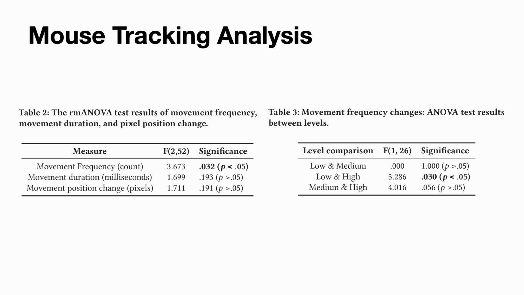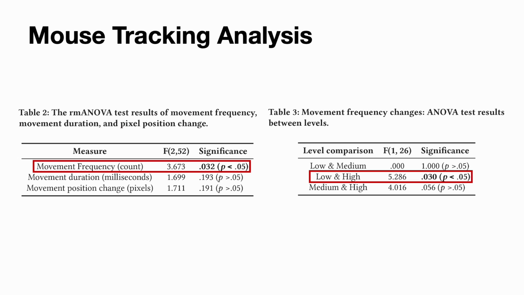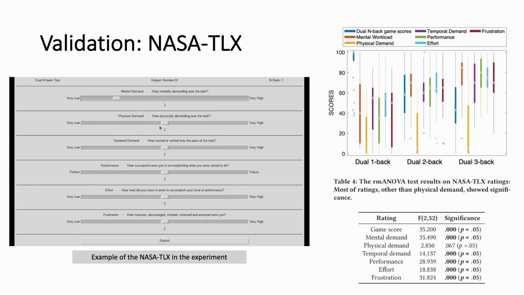Our statistical analysis on the mouse tracking showed that movement frequency correlates with cognitive load, and different frequency levels distinguish the low and high levels. We validated with the NASA-TLX data whether the dual n-back game successfully derived three different cognitive workloads. The descriptive statistics and repeated measures ANOVA on ratings showed the workloads are different among the three levels.